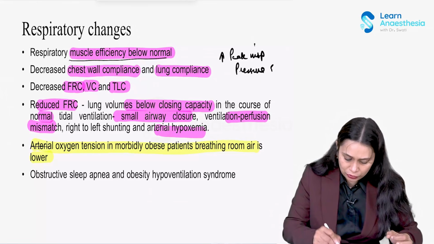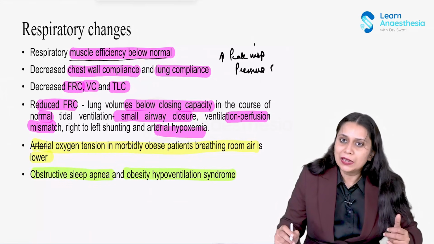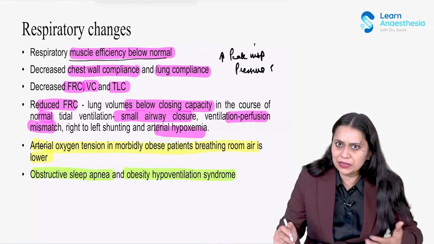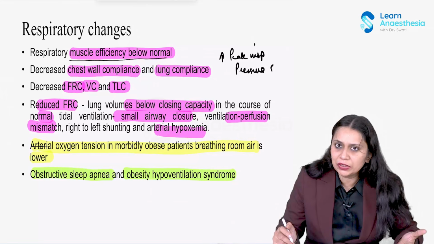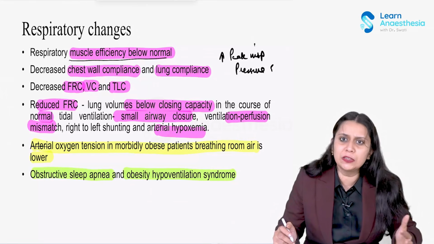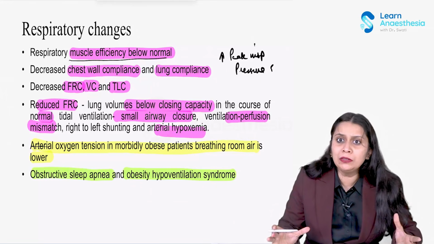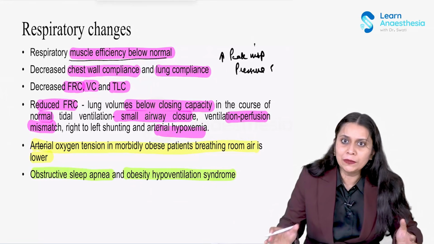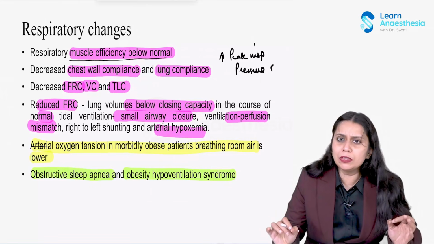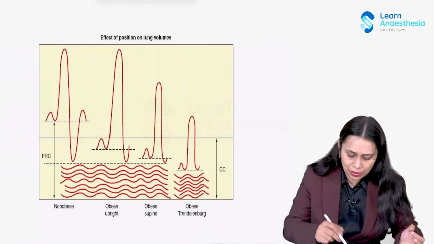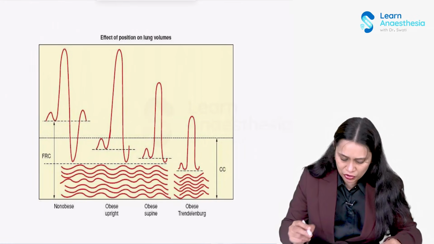The association of obstructive sleep apnea and obesity hypoventilation syndrome is more in obesity. This can further make the airway of the patient difficult, further decrease respiratory efficiency, and also contribute to cardiac dysfunction, right? So these are the two main organ systems, cardiovascular and respiratory. Now, a special mention of a few more organs, but before that, see this image.